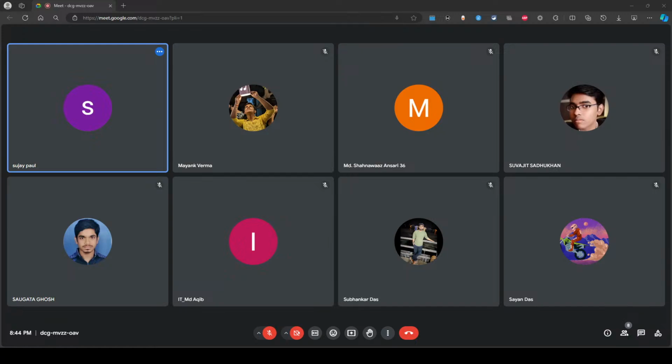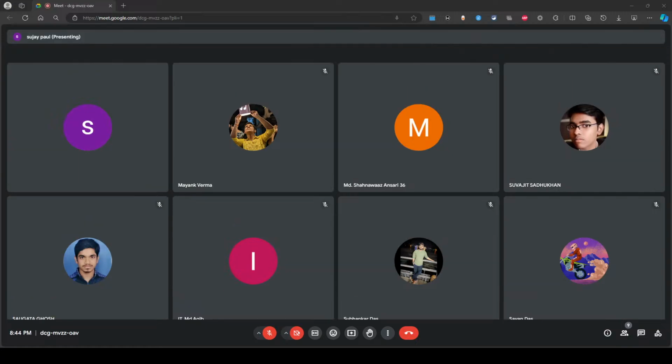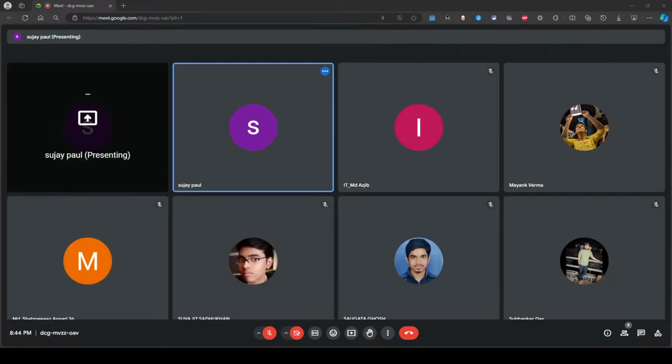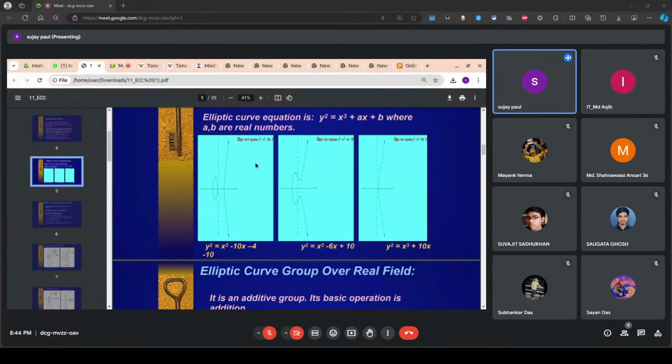Yes, sir. Okay. So it is a curve y square is equal to x cube plus ax plus b. We are changing the a and b values. According to the a and b values, we are getting different types of curve.